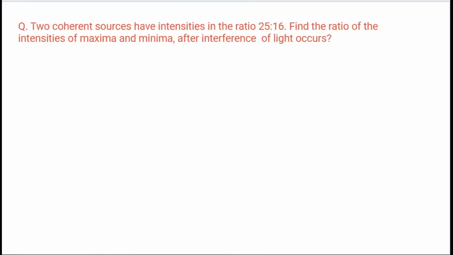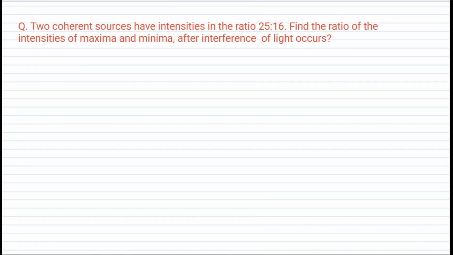Let's take another question. In this question, two coherent sources have intensity in the ratio 25:60. Find the ratio of the intensity of maxima and minima after the interference of light occurs. So in this question, they have given us the ratio of the intensity, the intensity of the light coming from slit S1 and the intensity of the light coming from slit S2. And they have asked you to calculate the ratio of the intensity at maxima and minima.